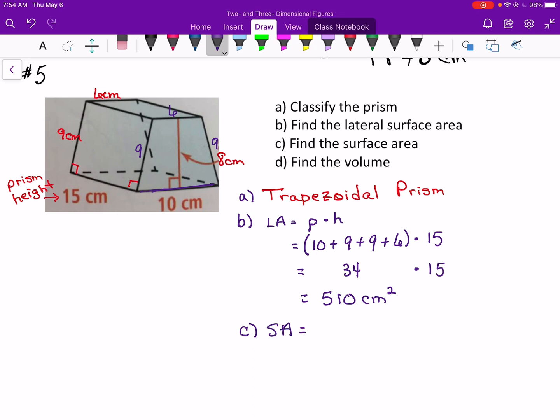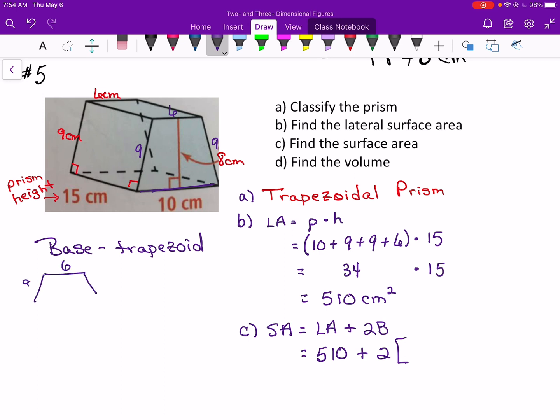Surface area, that's the lateral area plus the area of the two bases added in. Lateral area is 510, and we have two bases. Again, our base is a trapezoid. If it's easier for you to see, pull that thing out, draw the picture. There's our trapezoid. That way we're not looking at anything but the trapezoid.